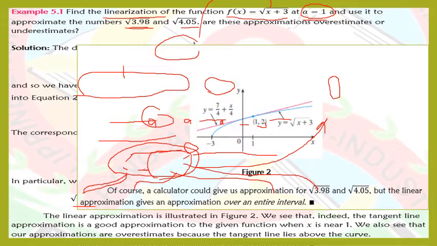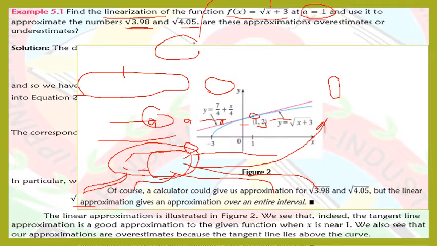So, ito yung point of tangency nila, (1, 2). So, we see that indeed, the tangent line approximation is a good approximation to the given function when x is near 1. So, tama, di ba? Kasi yung linear graph natin is, pag malapit siya sa 1, dumikit siya doon sa tangent line natin, o sa curve natin na y equals the square root of x plus 3.